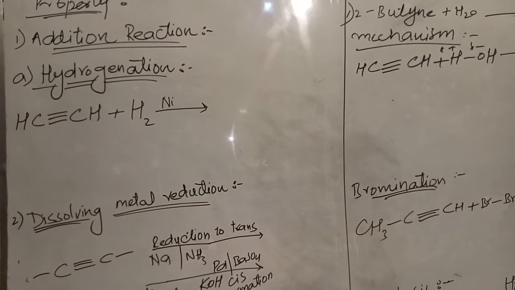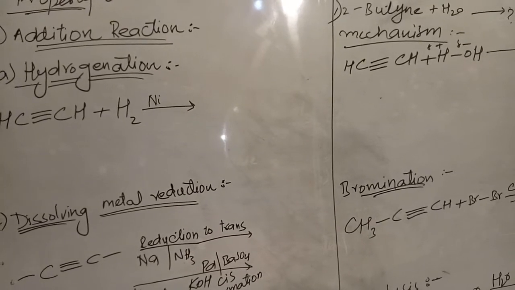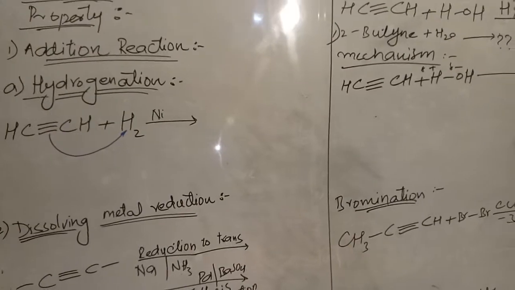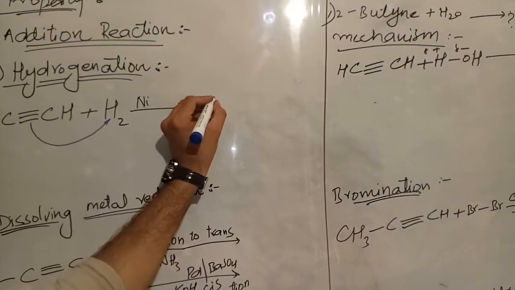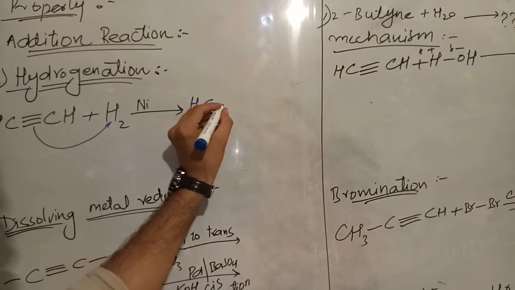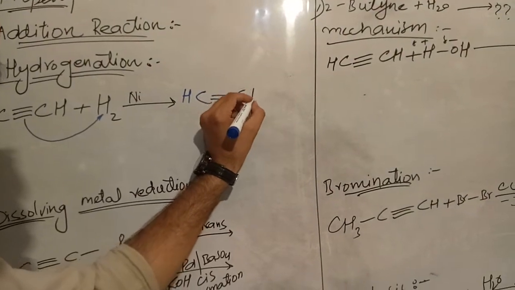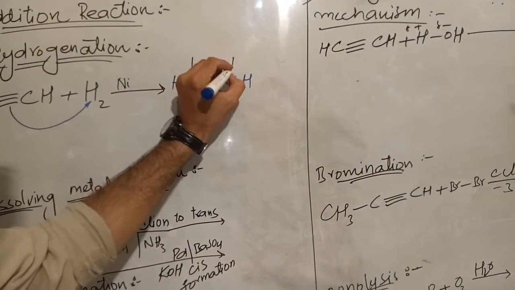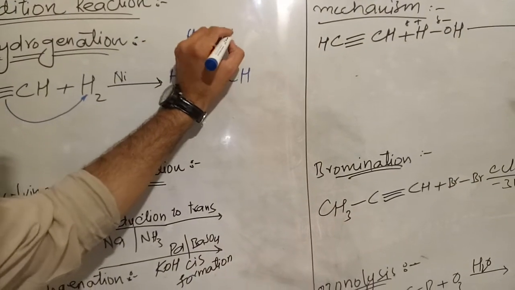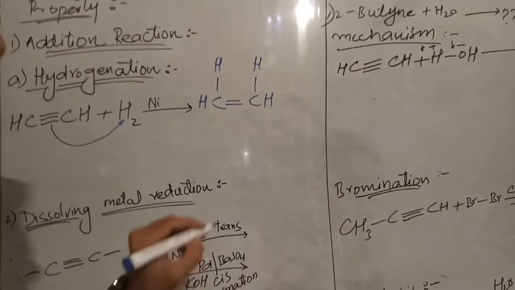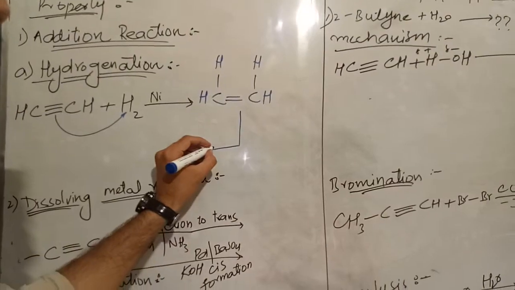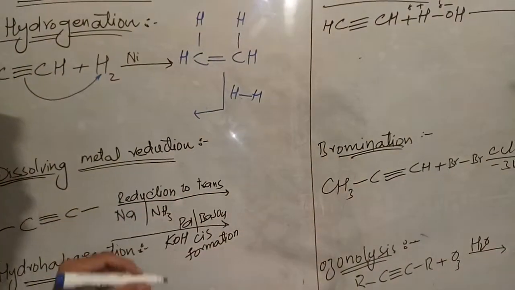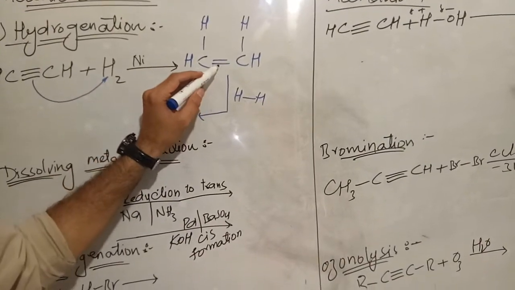Now as you know, a pi bond is a nucleophile, so this pi bond will attack the hydrogen. As a result, our first product will be formed, CH double bond CH, and these two hydrogens will be placed at this point, one hydrogen at this carbon and one hydrogen at this carbon. Now we want to add another hydrogen. Again hydrogenation will occur because we have another pi bond.